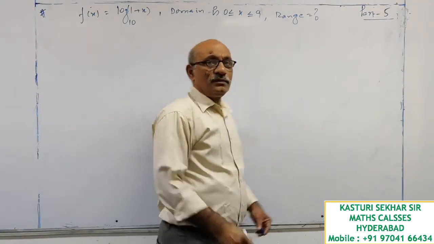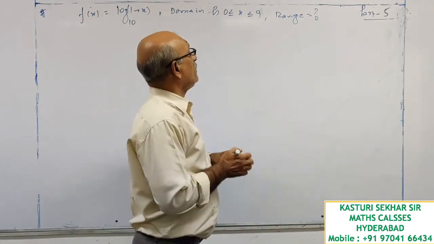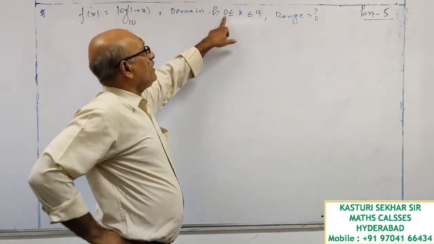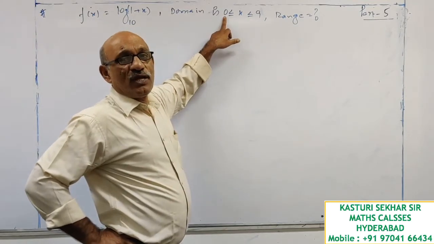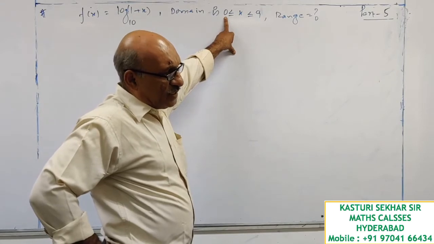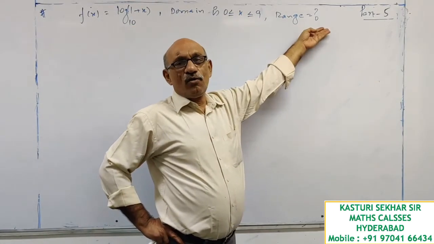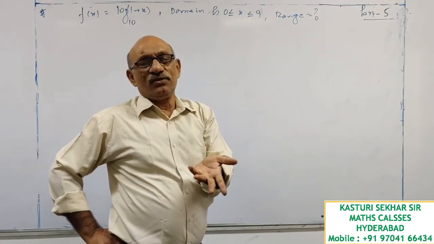Now sir, in simple terminology, what does it mean actually? When you are giving 0 to 9 as input to the variable x, what will be the corresponding output? This is the meaning of this question.